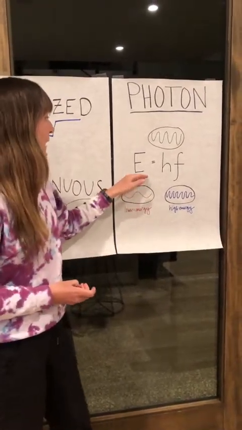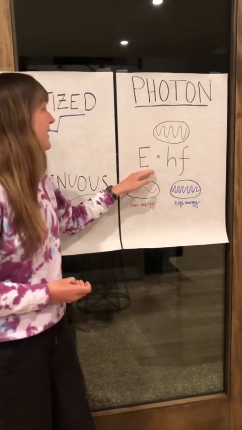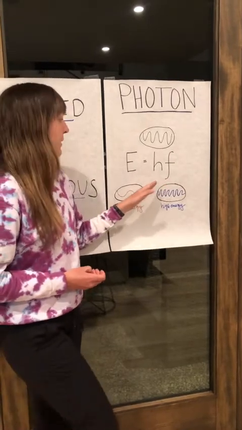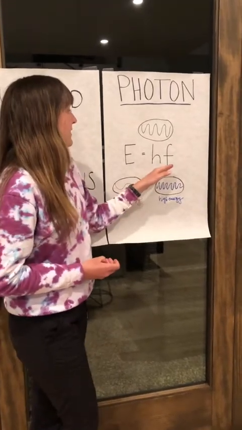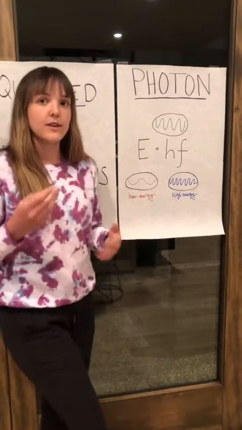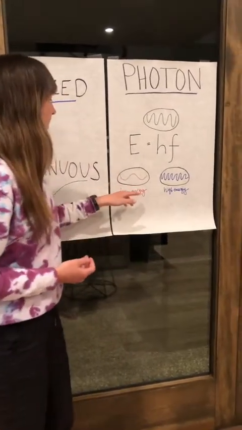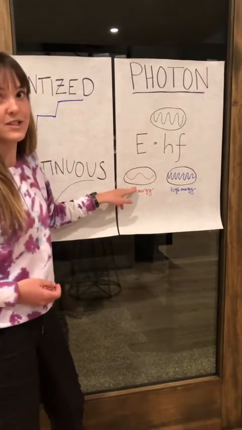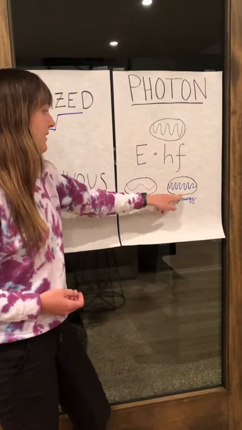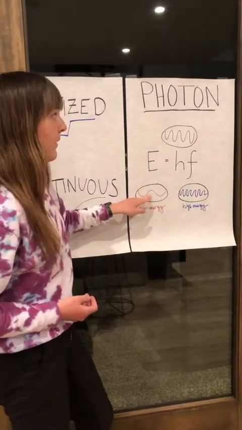And the energy encapsulated in a single photon is described by the formula E equals hf, where h equals Planck's constant and f is equal to the frequency of the wave inside of the photon. So to just kind of illustrate that, I did this drawing here where this would be a lower energy photon and this would be a higher energy photon because this one has a higher frequency than this one.